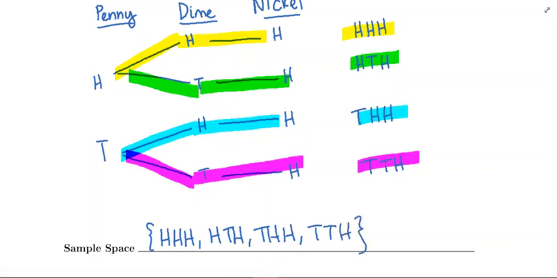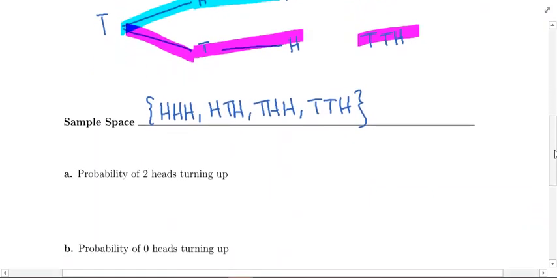And for each of these, remember, the first letter is referring to the first coin or the penny. The middle letter is referring to the outcome on the second coin or the dime. And the third letter is referring to the outcome on the third coin or the nickel. All right, so now that we have the sample space, we can go below and try to answer some of these probability questions. So let's scroll down and see our first question.